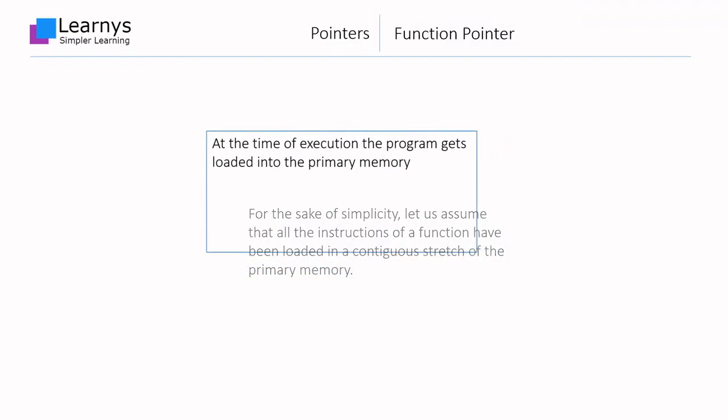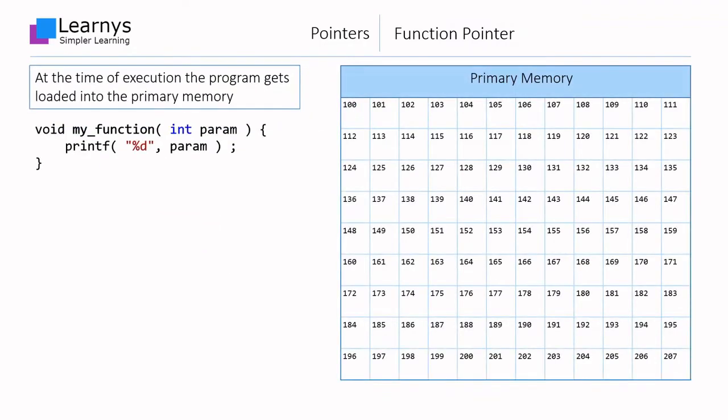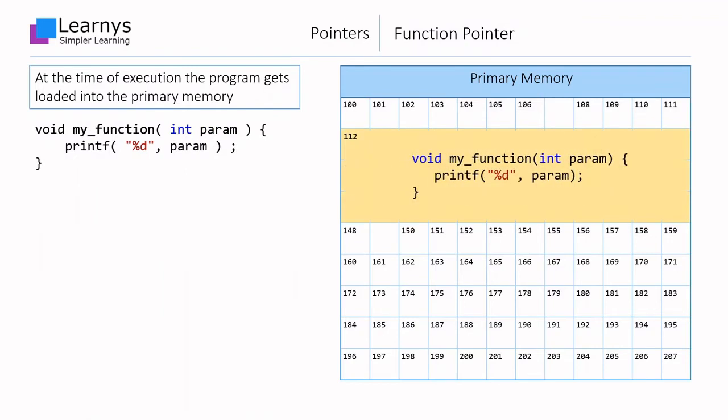Let us take an example to understand this better. This is our sample program which consists of only one statement. At the time of its execution, the compiled binary bytes of the program will be loaded into the primary memory, occupying a continuous stretch of memory. Please note that the textual form of the program shown in the primary memory is just for representation. In reality, the executable bytes are loaded into the primary memory.